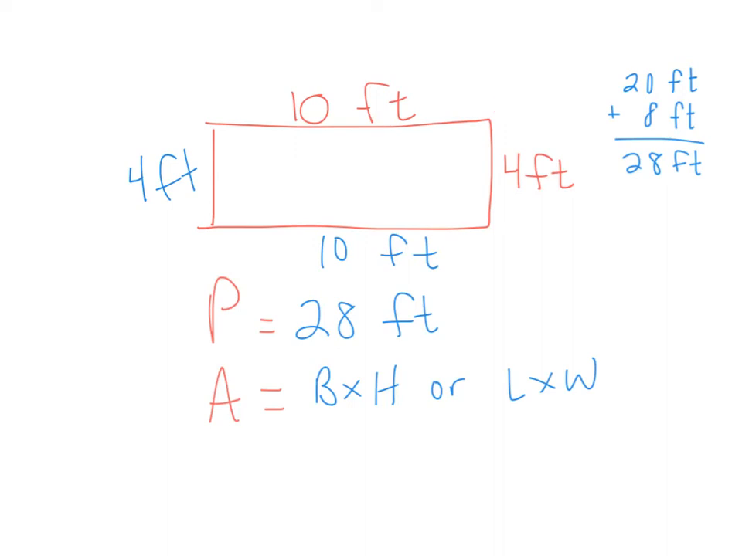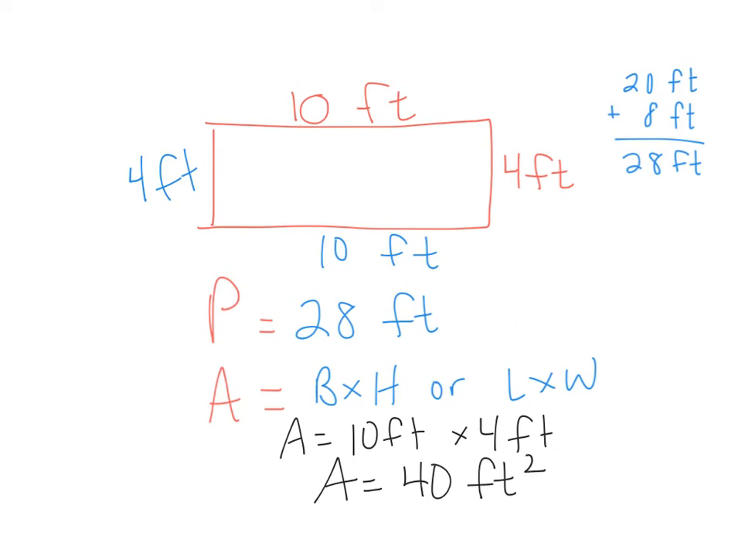When I multiply, the area equals 10 feet by 4 feet. 10 times 4 is 40, so the area equals 40 feet squared. That squared's really important. We always use squared when we're talking about area. Let's try one more problem here.